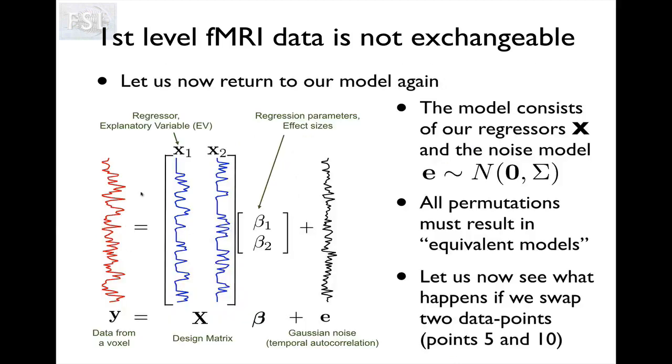Right, so let's go back to exchangeability. This is our model again. The model consists of our regressors and the noise model. Now, when we start permuting the rows of the design matrix, all those permutations must result in equivalent models, right? And by equivalent, it means that this has to be preserved. So let's see what happens if we swap two data points, for example, data point 5 and data point 10 here.